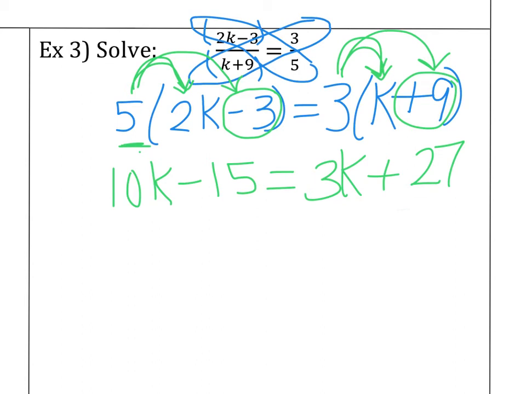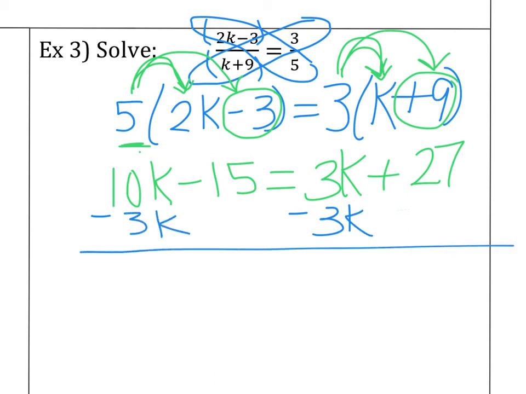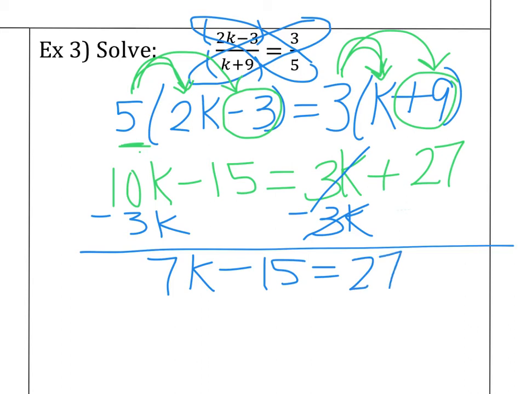Let's see, we have 10k over here on the left. So I want to move the 3k over to the left. So I'm going to subtract 3k from both sides. 10k minus 3k, 7k. Bring down your negative 15. Bring down the equals. 3k minus 3k, that would be 0. We don't need to write that down. 0 plus 27, just 27.